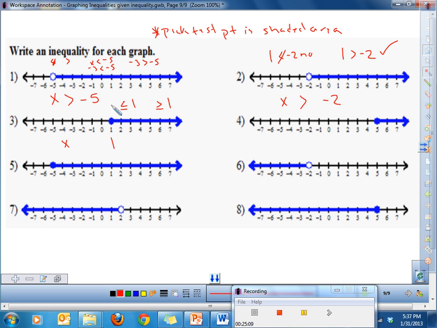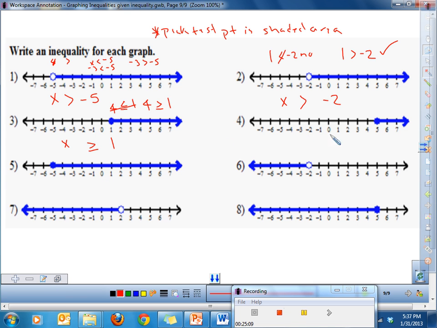I'm going to pick a point like 4. Is 4 less than or equal to 1? No, 4 is actually greater, so this one doesn't work. Let's try this. Is 4 greater than or equal to 1? Yes, that is true, so I'm going to put greater than or equal to 1.